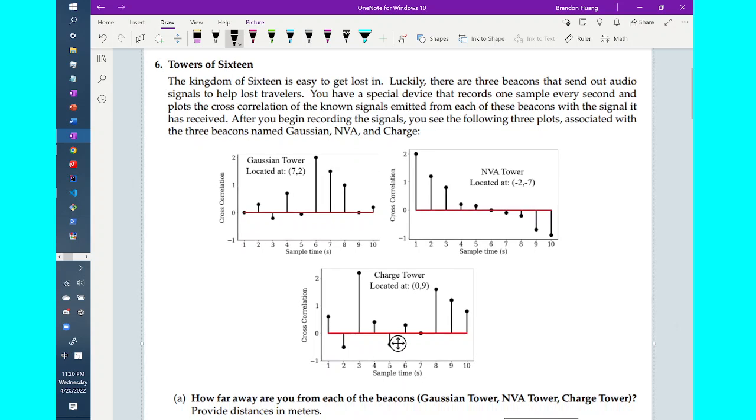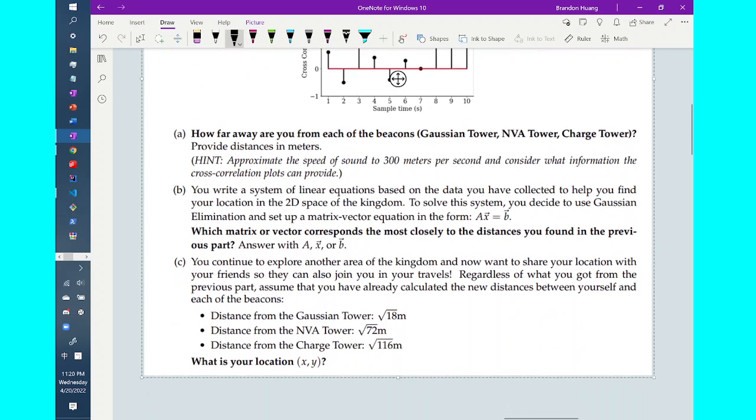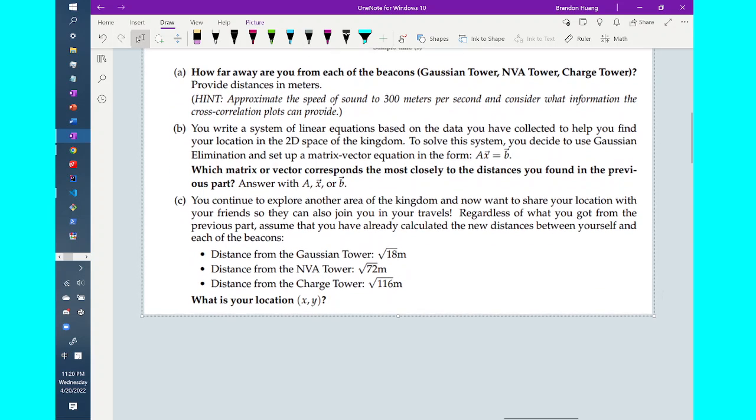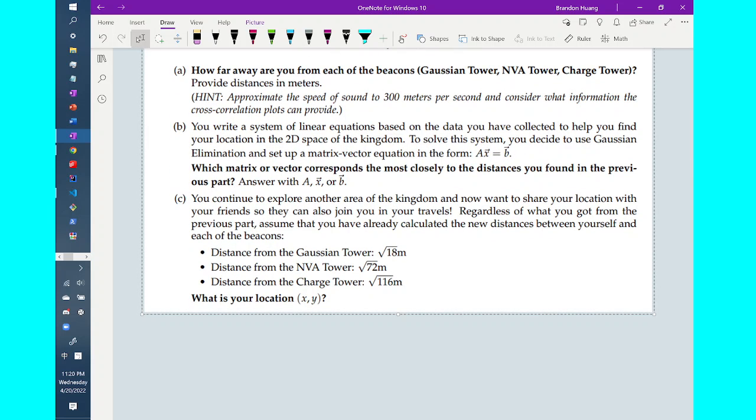So now let's barge into the question. Part A asks us how far away we are from each of the beacons. Here is a good place to remember the best treasure that humanity and technology has ever brought, which is that distance is equal to velocity times time.